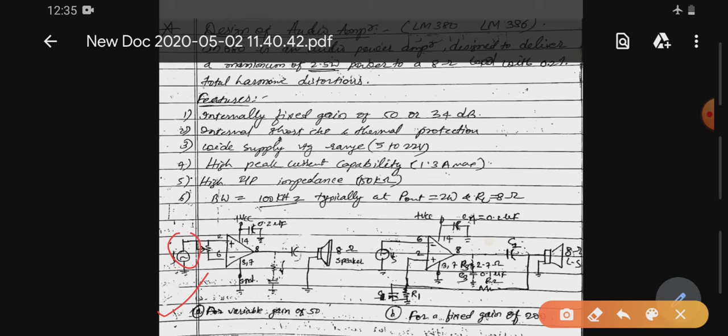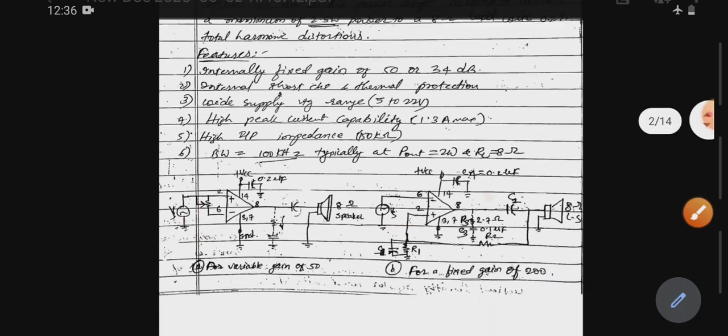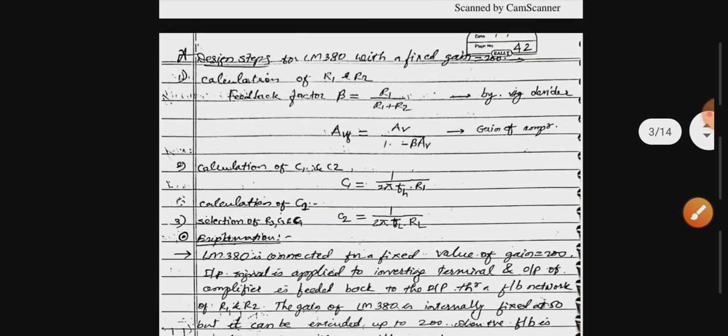In the second circuit diagram you can see the input signal is applied to pin number 6, that is the inverting terminal, pin number 2 is non-inverting, and a parallel combination of C1 and R1 is connected to pin number 2, the non-inverting terminal. 3 and 7 are grounded, 14 is plus VCC, and the output terminal is connected to the loudspeaker through the coupling capacitor C2. So let us discuss the design steps and working of this circuit.